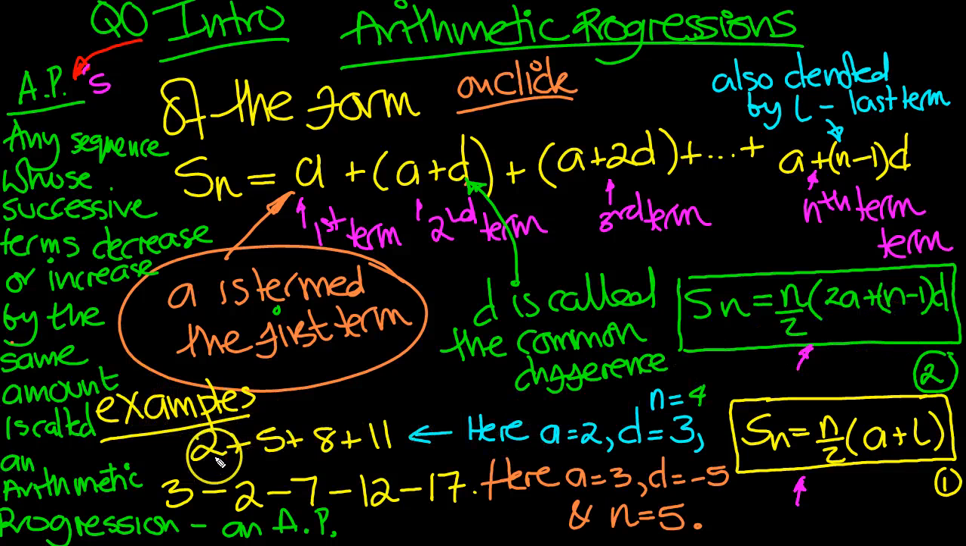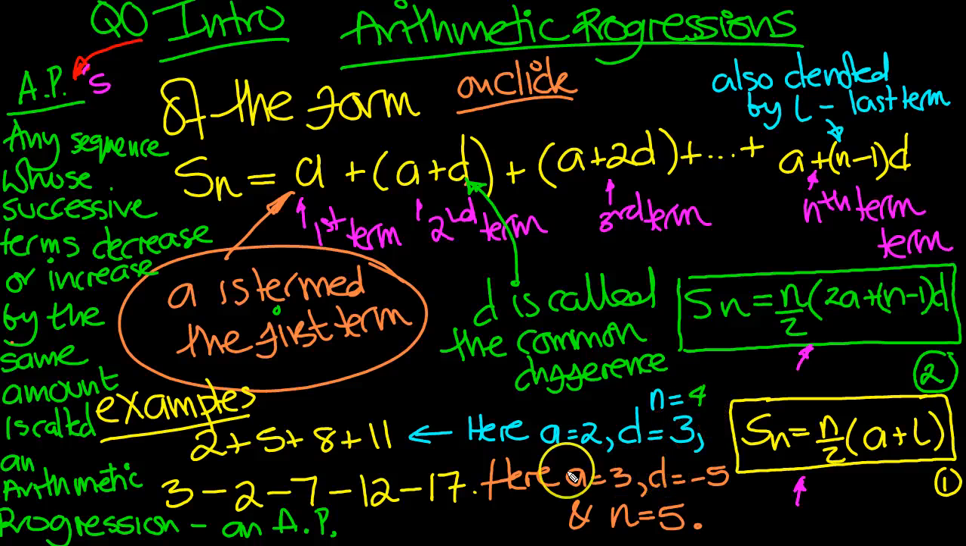Okay, a couple of examples then of what we mean in concrete terms. 2 plus 5 plus 8 plus 11. Here the first term, a, is 2. The common difference is plus 3, because we're adding 3 to each subsequent term from the previous. And the number of terms, well, 1, 2, 3, 4 terms, so n is 4.